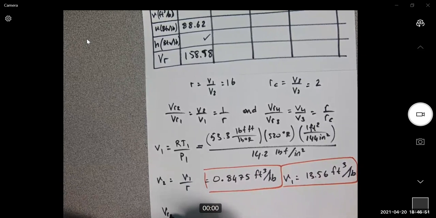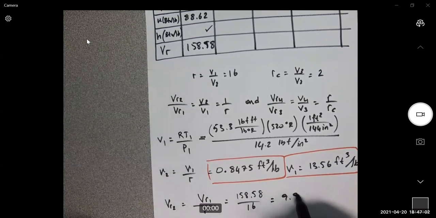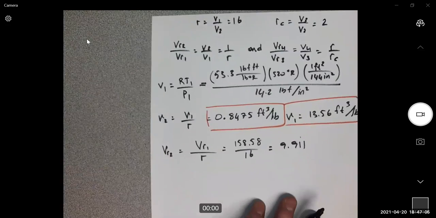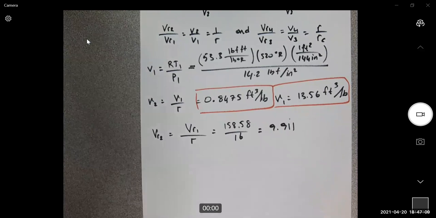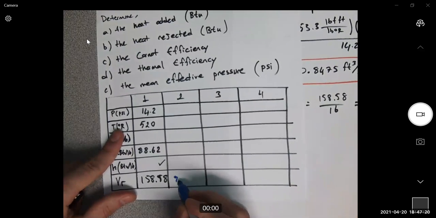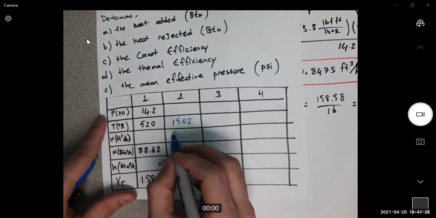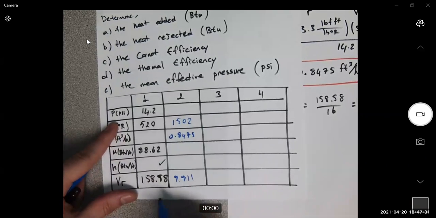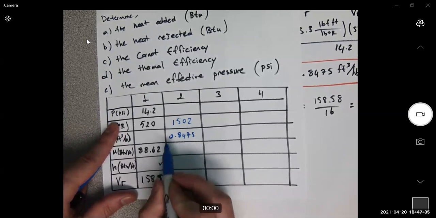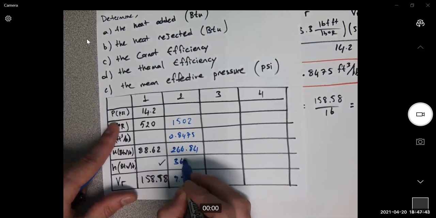We are at state 2. P2 is 9.911. You can find my temperature, 1502. I also know my specific volume, 0.3415. Internal energy and enthalpy can be found from the table with only temperature, right? Internal energy is 266.4, enthalpy is 369.4.